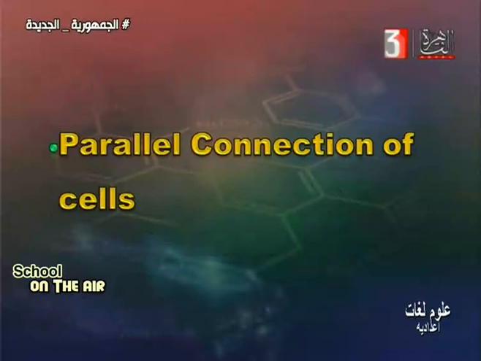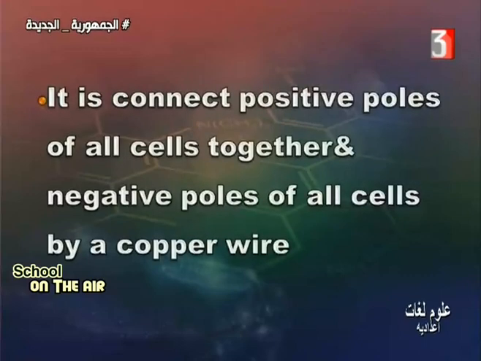What's meant by parallel connection of cells? Parallel connection of cells means connecting the positive pole of all cells together and the negative pole of all cells together by a copper wire.